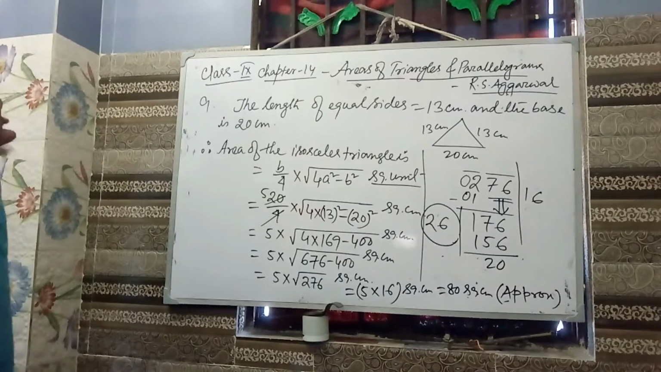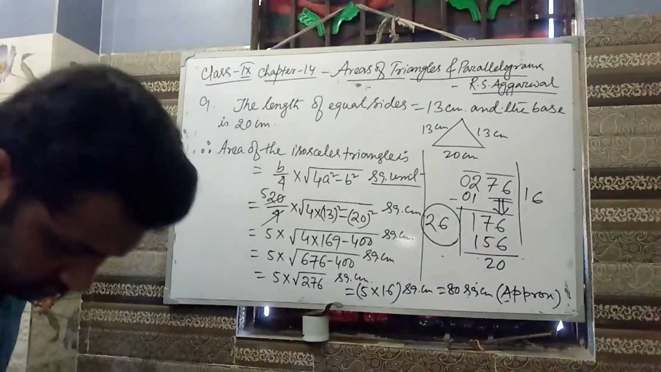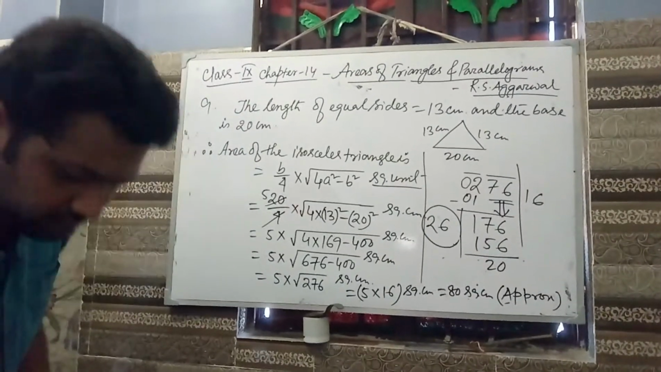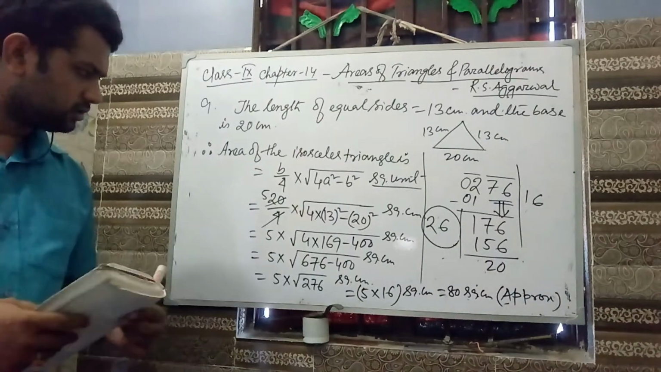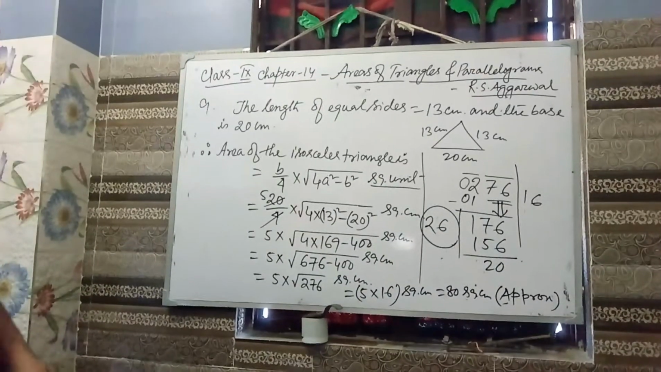So is that correct? In the answer, you may have different things. It may be 80 point something. What is the answer given? Question number 9. It is 83.06. Have we done any mistake?